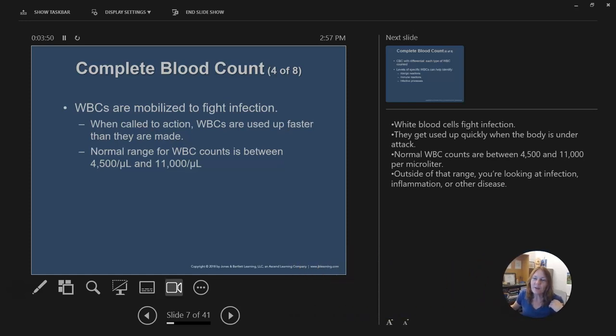Our white blood cells, we know, are infection fighters. So they get used up quickly when our body is under attack. Our normal white blood count is between 4,500 and 11,000 per microliter. Outside of that range, you're looking at a possible infection, sepsis, inflammation, or possibly other diseases that could be going on.